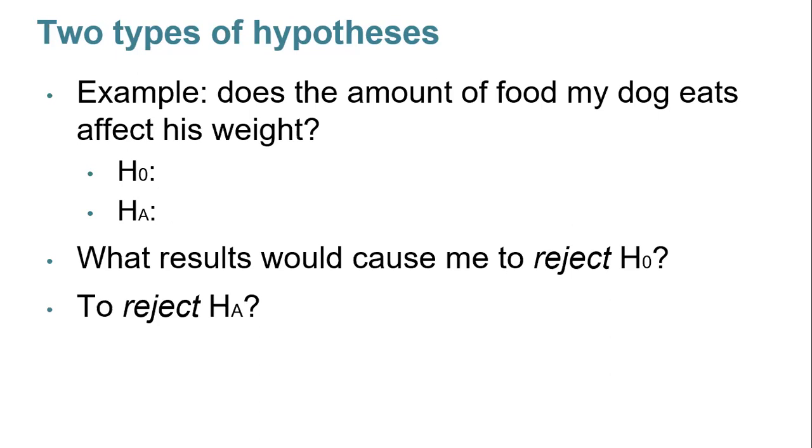Notice in this case, we're not saying whether he will gain weight or lose weight, just that his weight will change. So let's say we do this experiment and we see that if the dog eats more food, his weight changes. We would accept the alternative hypothesis because it predicts change and we saw change. And then we would reject the null hypothesis, which is the opposite hypothesis. But if we find that when the dog eats more food, his weight doesn't change, then we'd accept the null hypothesis, which predicts no change. And since we're accepting the null hypothesis, we automatically reject the opposite hypothesis, which is the alternative hypothesis.